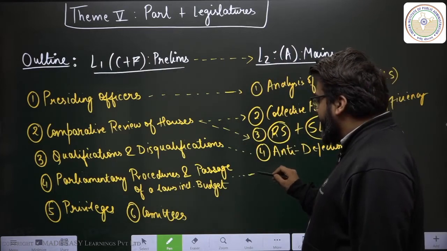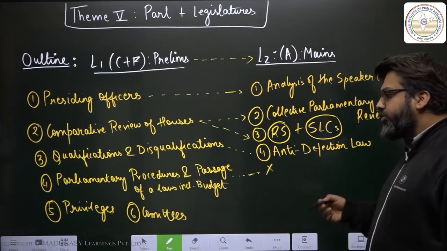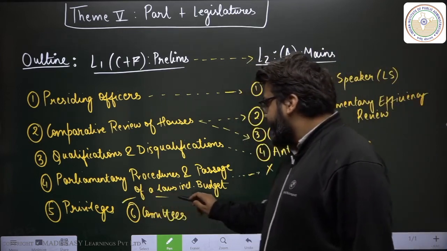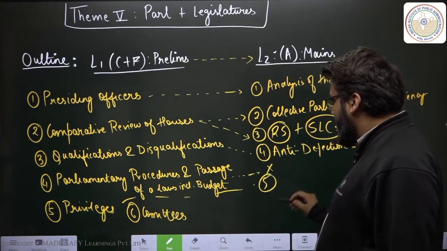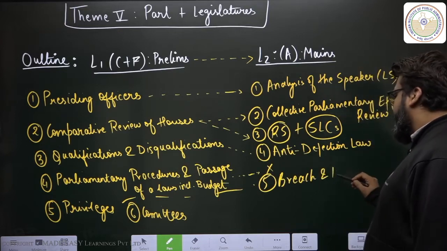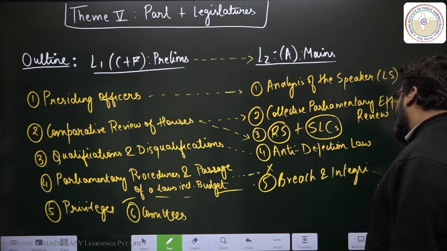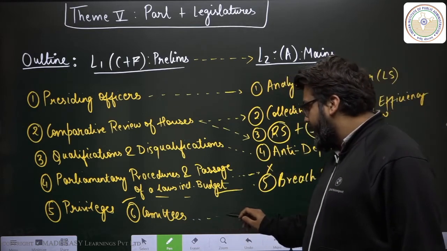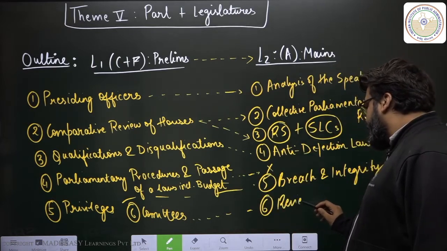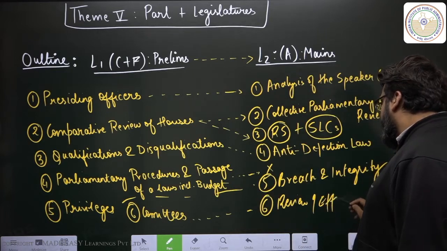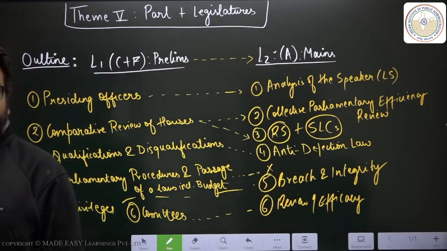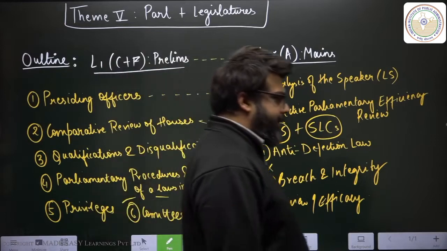This is very procedural in nature, so therefore you are not asked questions from here in the mains exam. The breach of privilege and parliamentary integrity. And here, an analysis or a review of the efficacy as far as the committees are concerned.